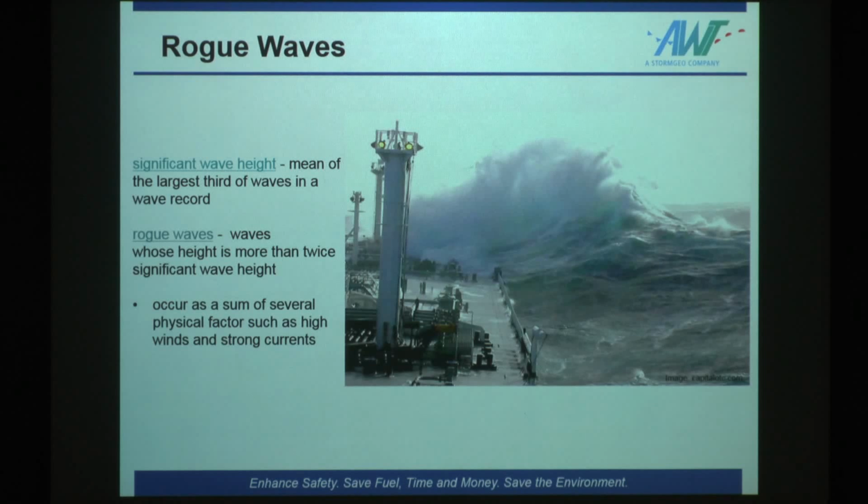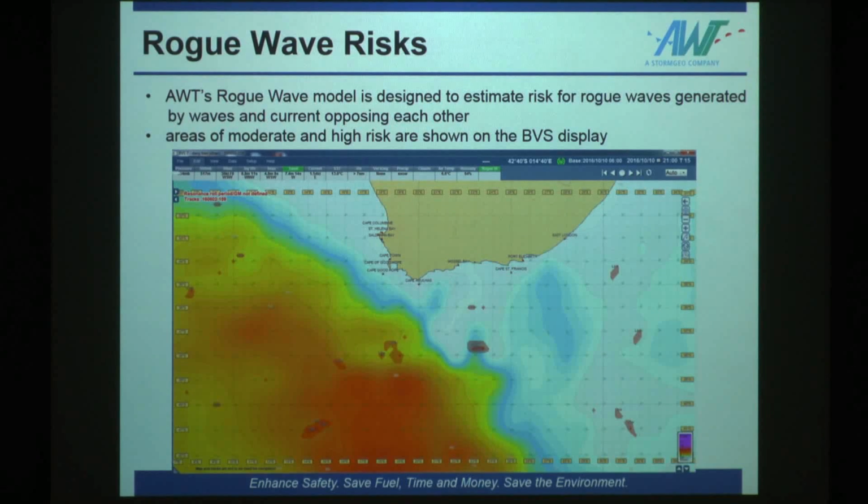So how does AWT deal with rogue waves? Well, they developed many years ago a really simple model that is designed to calculate the rogue wave risk for the kinds of rogue waves that are generated when the waves and the current are opposing each other. So we take the modeled currents and the current direction and the waves as input to the algorithm, and the algorithm then creates these different risk zones, a high risk zone and a moderate risk zone.